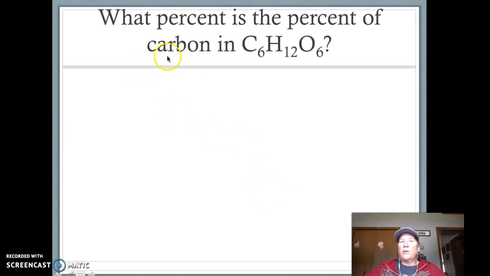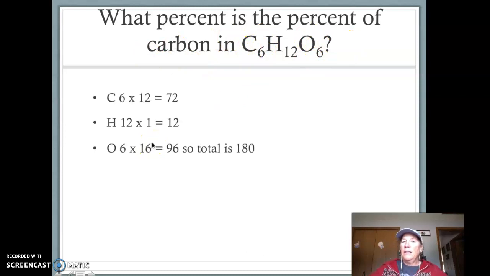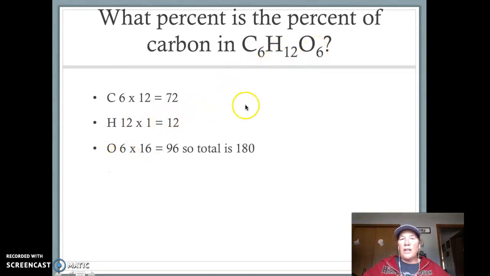What if I just want to know the amount of carbon? Okay, you don't have to do all of the elements. You can just do one. So again, the first thing you would have to do is find the formula mass of C6H12O6. And again, you could get that right off your phone app if you want. That's up to you. Okay, so I got 72 for the carbon, 12 for the hydrogen. You just got to love hydrogen, right? Because it's always 1. And then oxygen, I got 6 of them times 16. So when I add these 3 numbers together, I get 180. All right, that's the total.